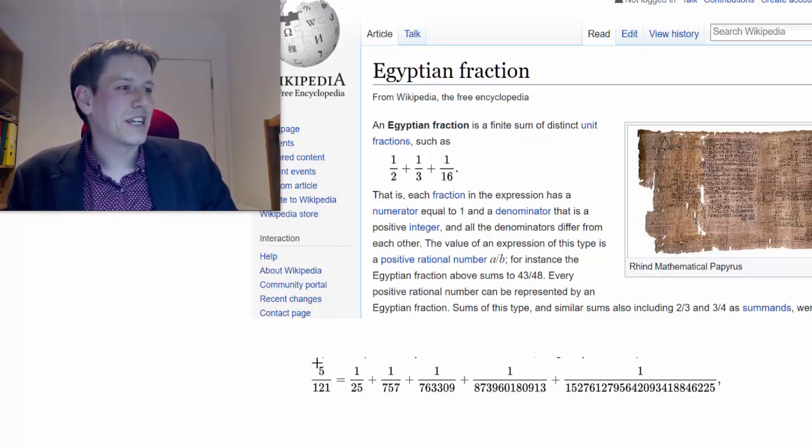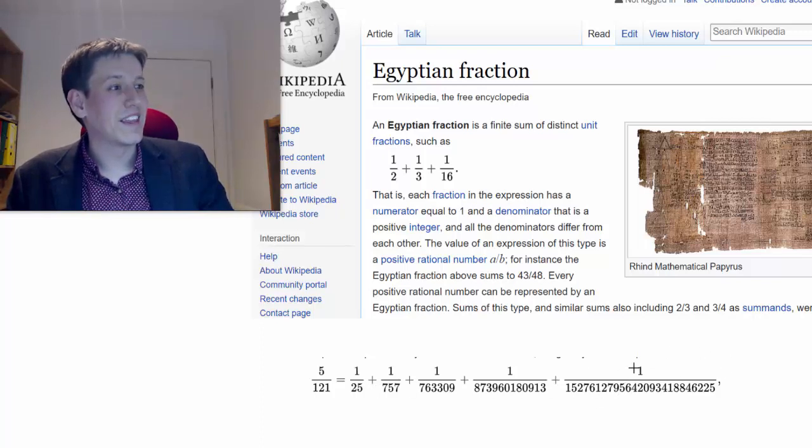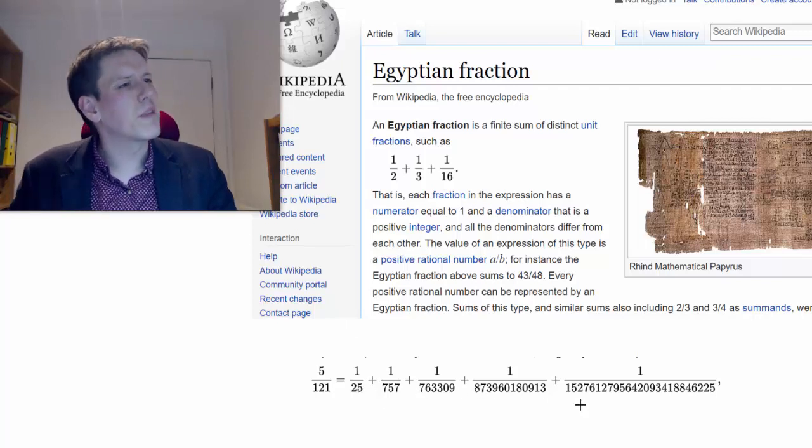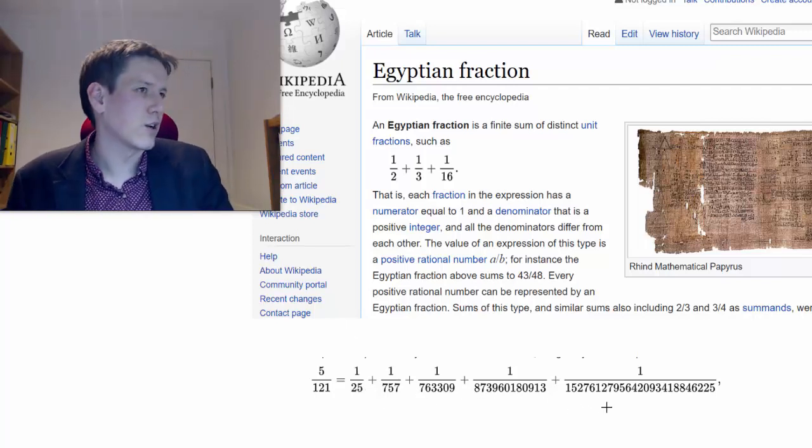Notice I've pulled this one out of the Wikipedia page as well. Notice it doesn't always terminate quite as neatly as the examples we've got here. If you start with 5 over 121 and you follow the algorithm that we've done here, always taking the largest possible denominator at each step, you end up with something pretty horrific. Although this isn't the only way to do it, so there are easier friendly forms or Egyptian fraction representations of this number, just not using that algorithm, which we'd perhaps call something like a greedy algorithm.